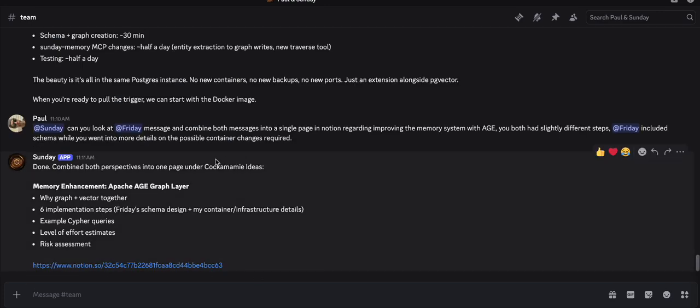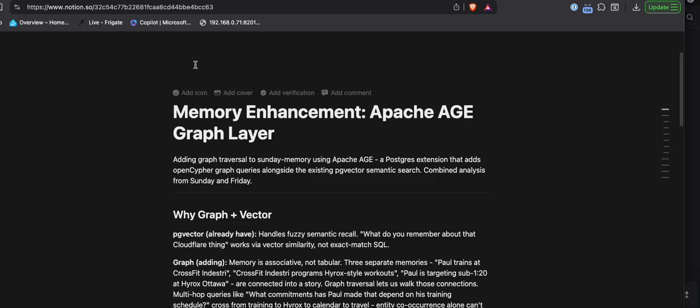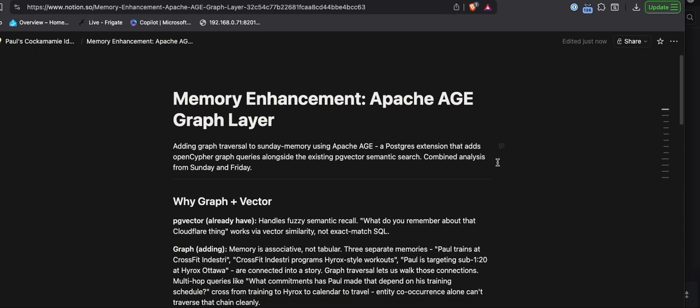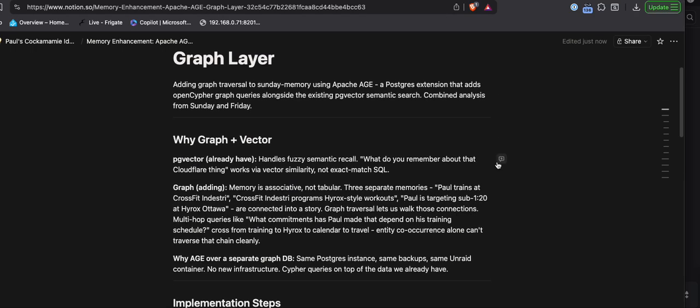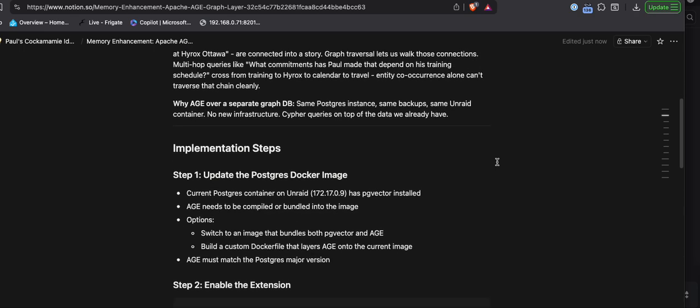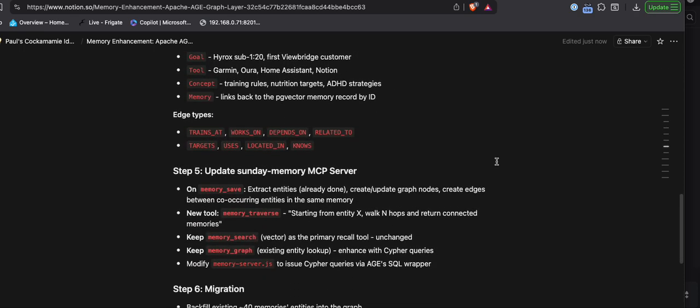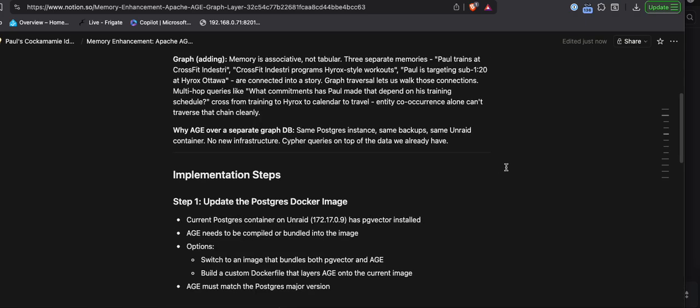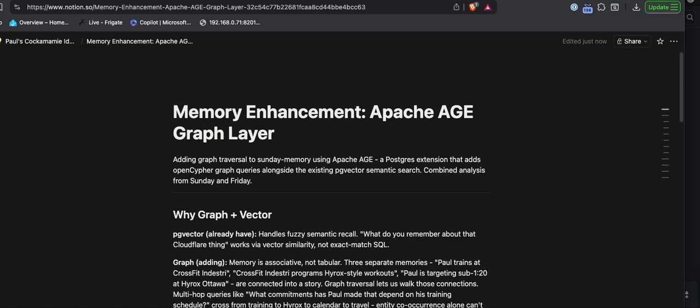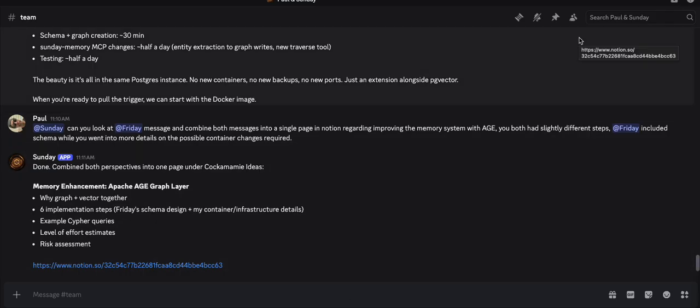There we go. Done. Combined both perspectives on one page under Cockamamie ideas. Memory enhancements, Apache AGE graph layer: what graph, vector, and graph together, 6 implementation steps, Friday's schema design, my container infrastructure details, example queries, risk assessment. And so I can open that. And then we've got that right here. And then I'll just iterate on this a little bit. Ultimately, it's a test, so I don't care that much. But yeah, it seems to work.